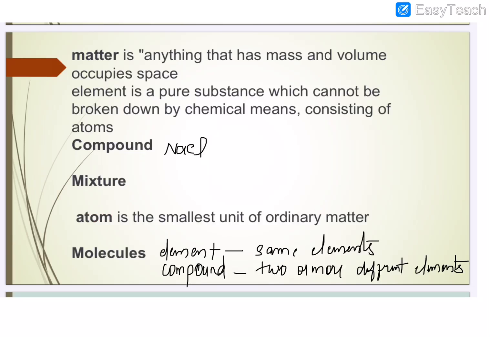Next is atom. Atom is the smallest unit of ordinary matter. So a matter consists of atoms. Next is molecules. What are molecules?